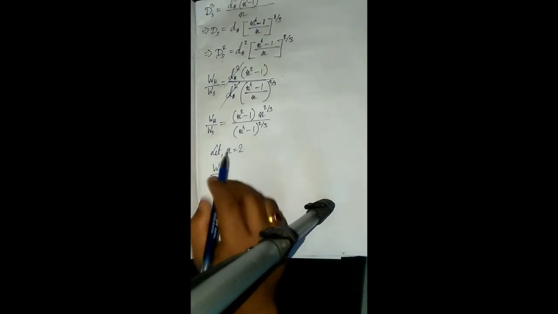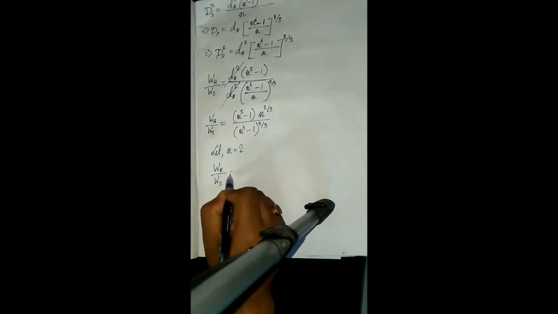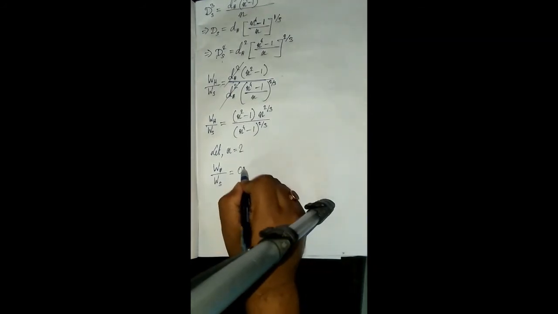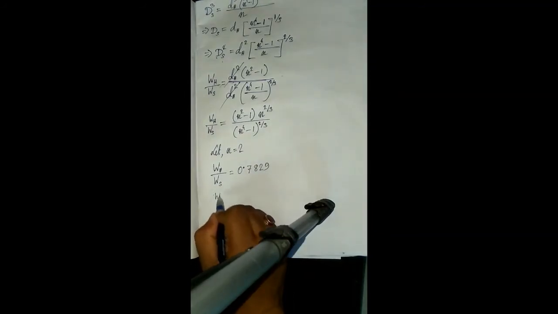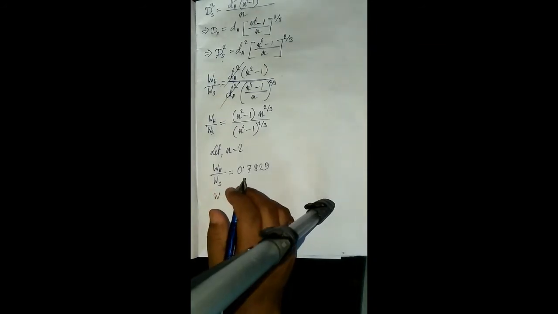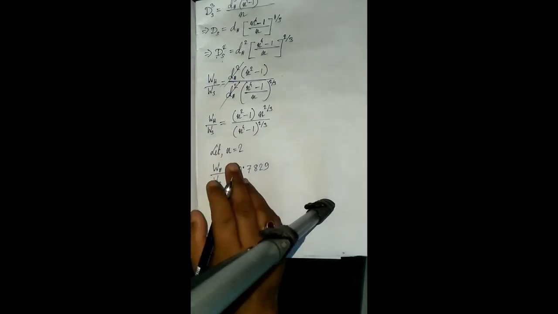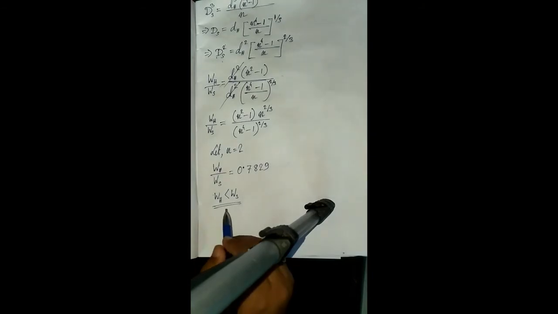Substituting the value of n, that is 2, wh by ws becomes 0.7829. So that means we can say that for the same material, length and given torque, the weight of the hollow shaft will be less than the weight of the solid shaft. So hollow shafts are more economical than solid shafts.